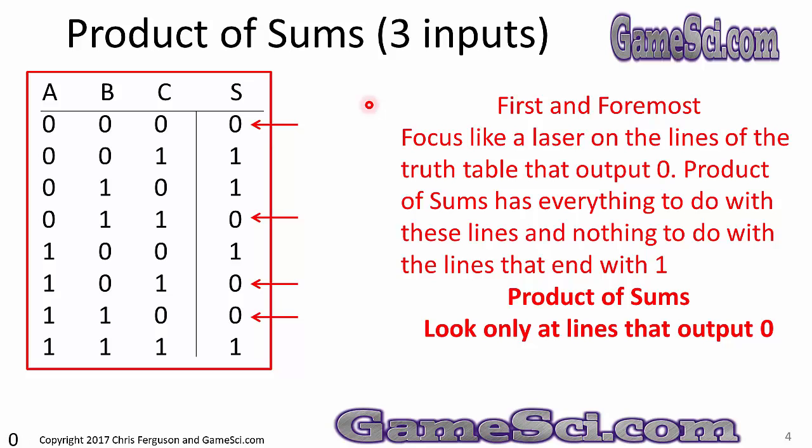Product of sums. First and foremost, focus like a laser on the lines of the truth table that output a 0. There's a 0 here, and a 0 here, and a 0 here, and a 0 here. Product of sums has everything to do with these lines and nothing to do with the lines that end with 1. Product of sums says look only at the lines that output a 0.